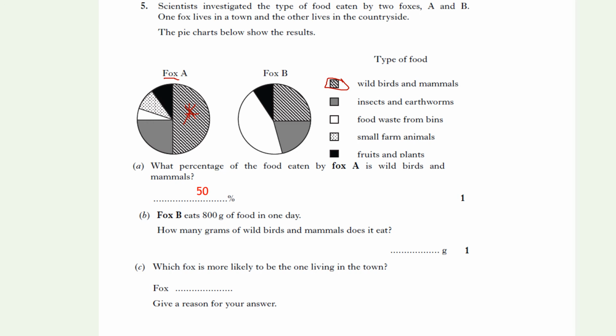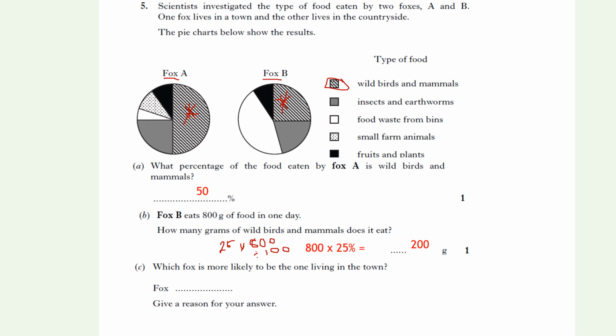Then it says fox B eats 800 grams of food in one day. So we're looking at fox B now. How many grams of wild birds and mammals does it eat? So wild birds and mammals is that colour again. We can quite clearly see that's 25%, a quarter. So 25 times 800, and then divide it by 100, which gives you 200 grams.